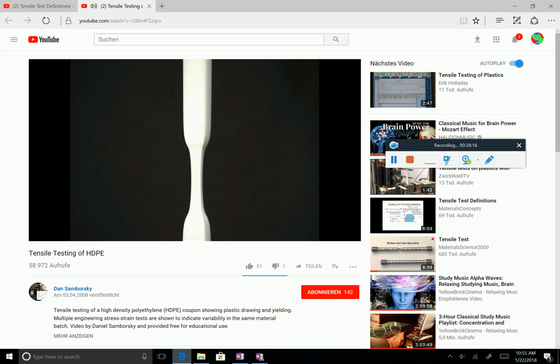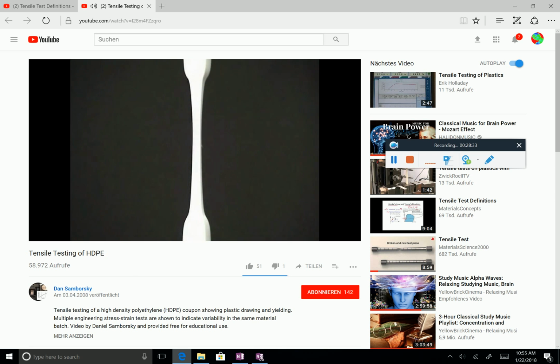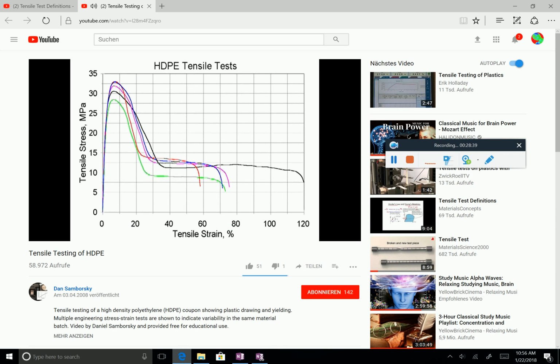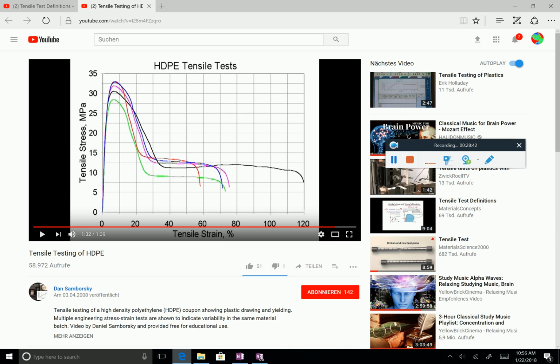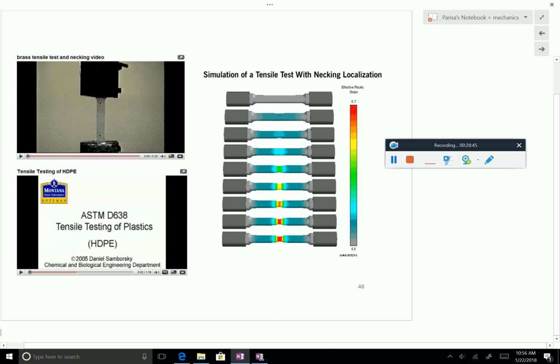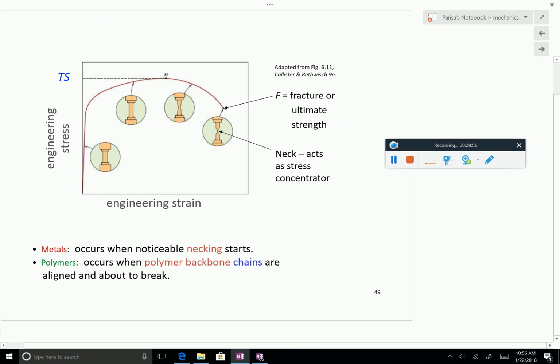So basically you are measuring the stress, you are measuring the strain, and that's how you get this curve. But different materials behave differently. Metals, you see necking, and then in polymers, you start seeing some separations toward the end. So something like that. As you can see, the cross-section is changing quite a bit as we are applying the force.